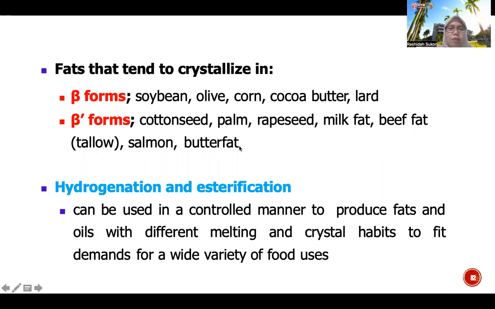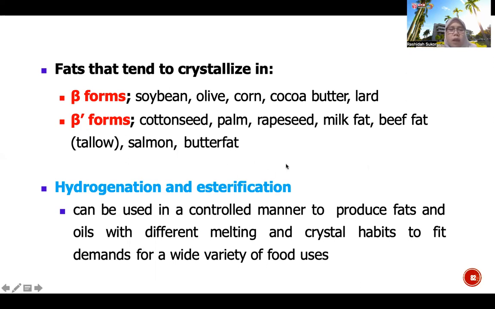Okay. And then for the beta prime form, cottonseed, salmon, butterfat, milk fat, rapeseed, palm oil. Okay. These are all beta prime punya form. So if you take under microscope, so they are more stable lah. So that's why cakap palm oil is one of the best frying oil because dia more stable. Dia adalah one of the oil yang sangat stable lah dari segi smoking point dia.